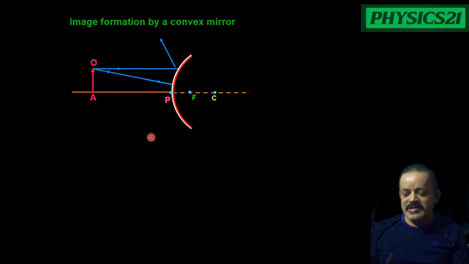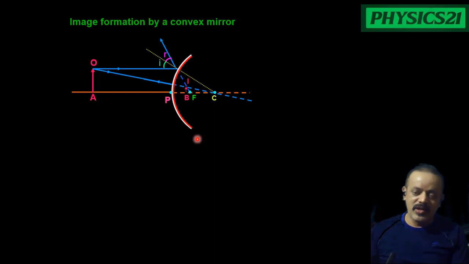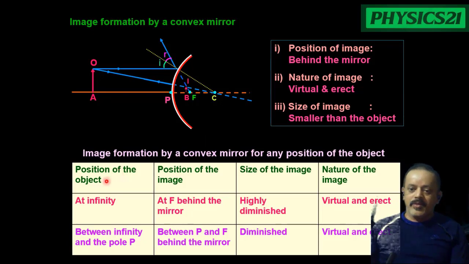The first ray incident parallel to the principal axis appears after reflection to come from the focus, and the second ray incident towards the direction of the center of curvature retraces its own path. So these rays will appear to intersect between P and F at that point. So there will be the image. It is virtual and erect, smaller in size. One more case is there: when the object is placed at infinity, the image will form at focus. So there are only two cases in a convex mirror.